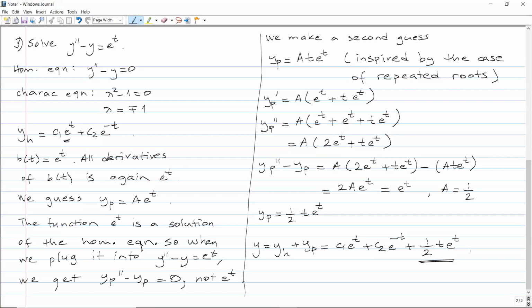So the particular solution doesn't have any constants, just the particular solution you figure out using the method of undetermined coefficients or by some other method. Remember, we also have the method of variation of parameters, which we are going to discuss in the next video.